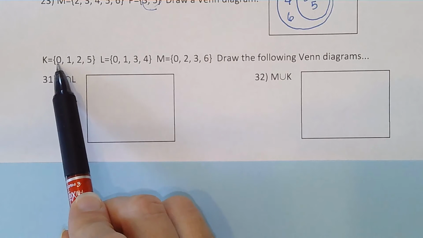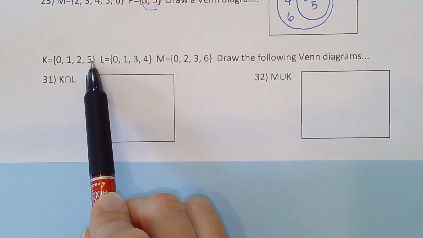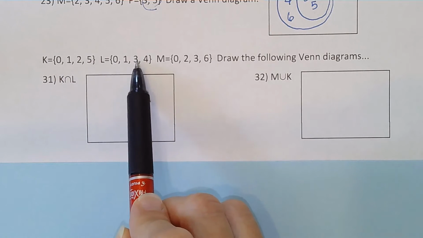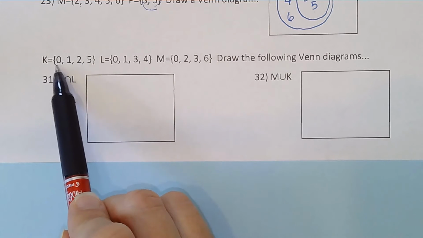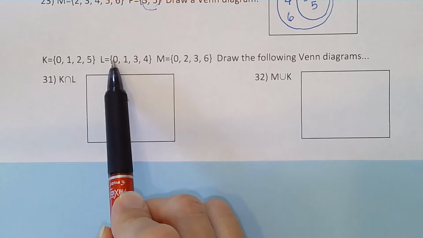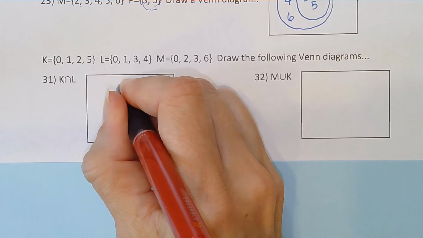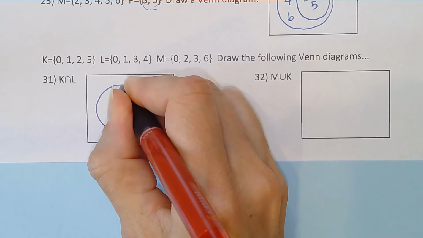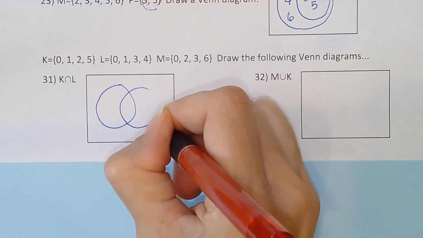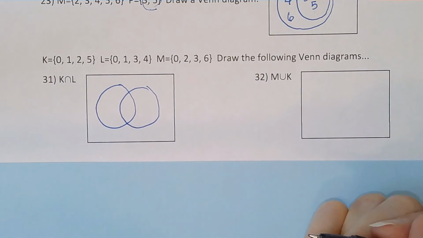K and L. K has 0, 1, 2, and 5. L has 0, 1, 3, and 4. So what we see here is that they have some elements in common and some elements that are different. So we know that these 2 circles are going to intersect. They will have some elements in common and some different.